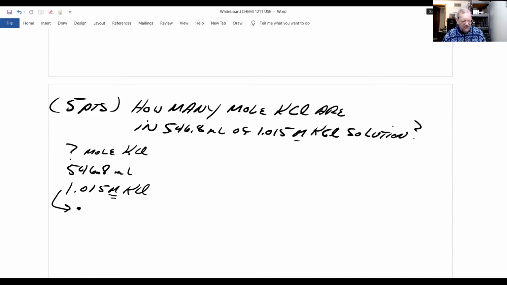I think that's about 10 seconds. And the answer is molarity, moles per 1,000 milliliters. So that'd be 1.015 moles of potassium chloride, KCl, per 1,000 milliliters. So this is really the only number we have to start with.